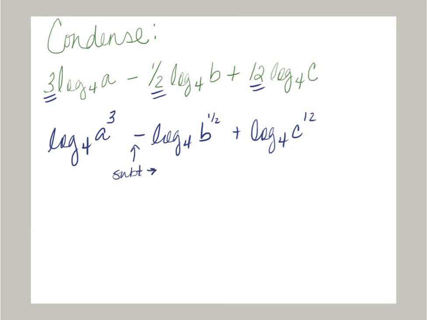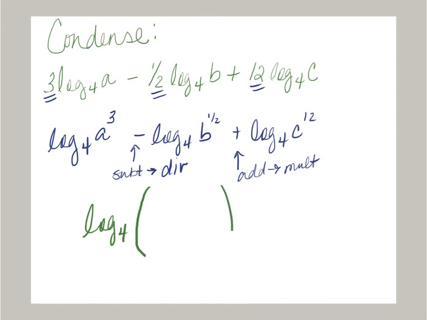Now I can condense this, and I know that subtraction is paired up with which one? It's paired up with division, addition with multiplication. So watch what happens. There's kind of a fun little shortcut step here. So I'm going to say this is log base 4. This all goes in at the same time.